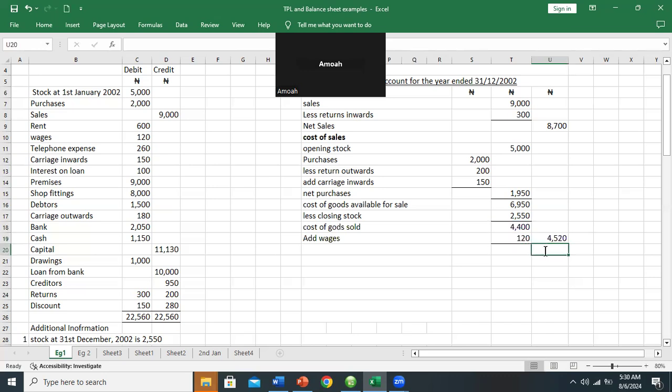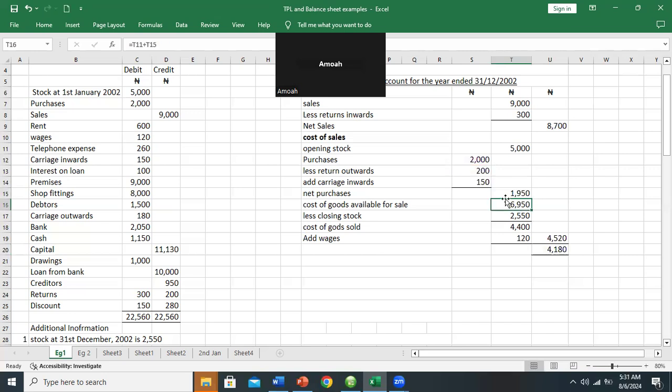4,520. So we now get our gross profit by lessing it from the net sales, and we'll get 4,180. So what happens? 200 is missing in the picture. Oh, I think it could be this one. Let me do the net purchases again. 2,000 minus 200 plus 150.